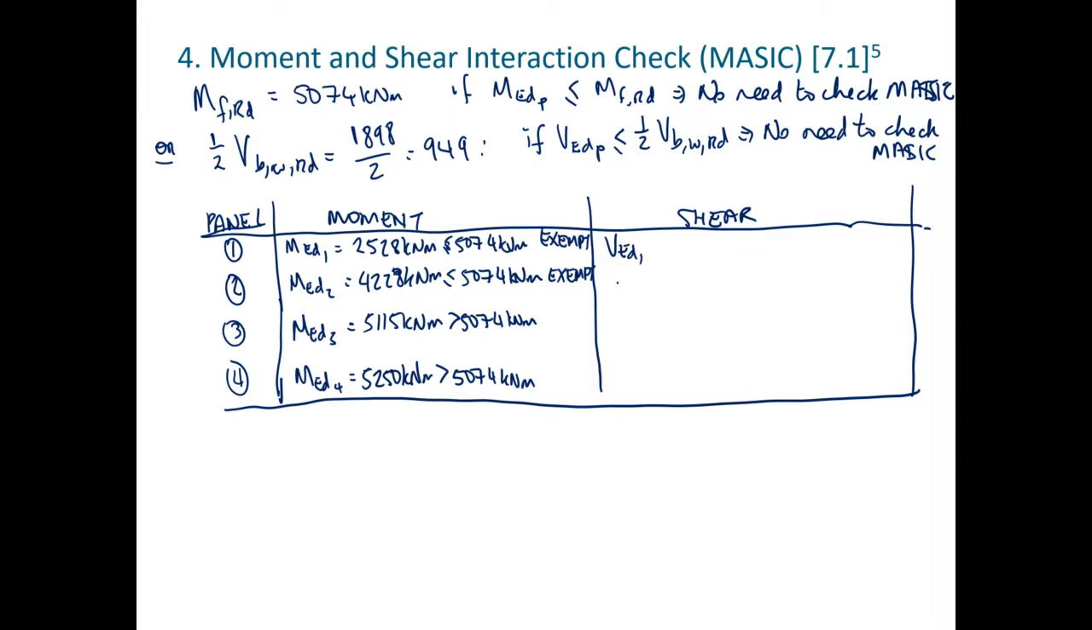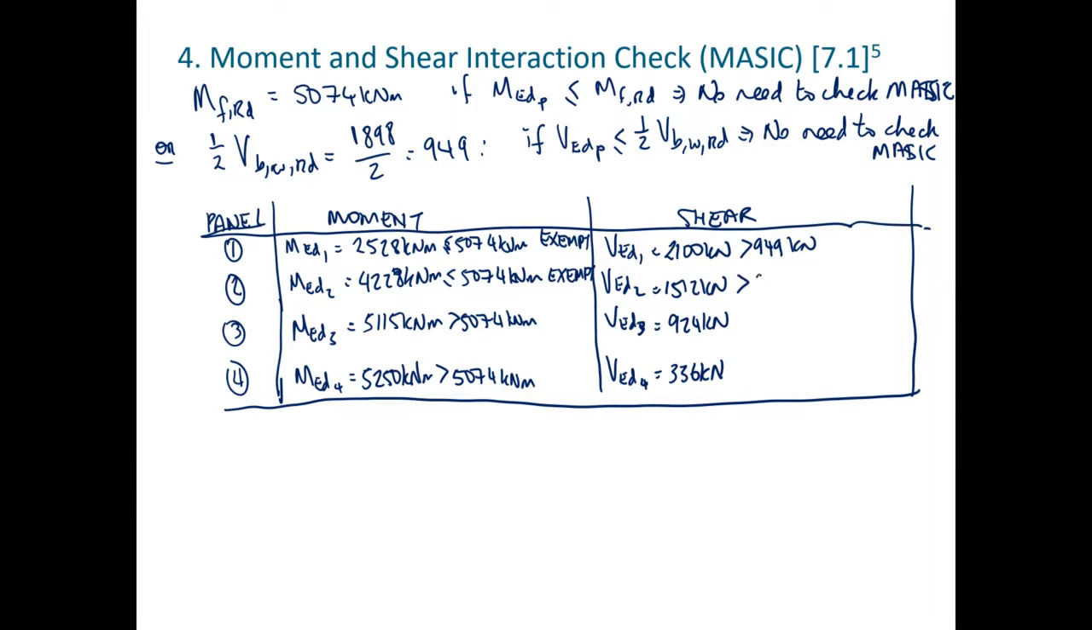So we have the demand VED1, VED2, VED3, and VED4. Okay, so we had 2,100 kilonewtons, we had 1,512 kilonewtons, and 924 kilonewtons. So again, this is all from the shear force diagram. 336 kilonewtons. Okay, so we can see that the first one is greater than 949 kilonewtons, so it's not exempt.